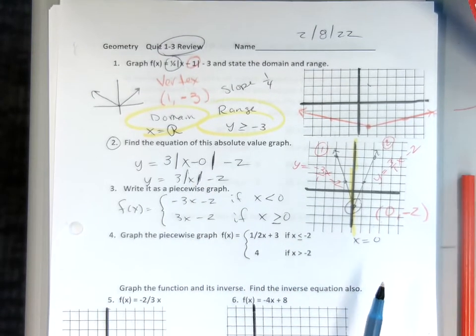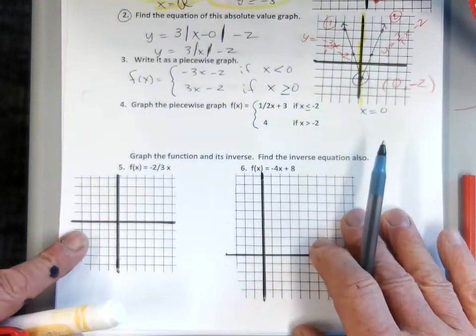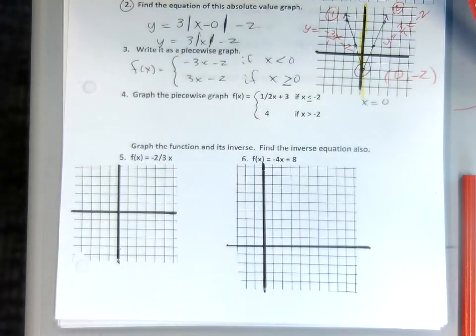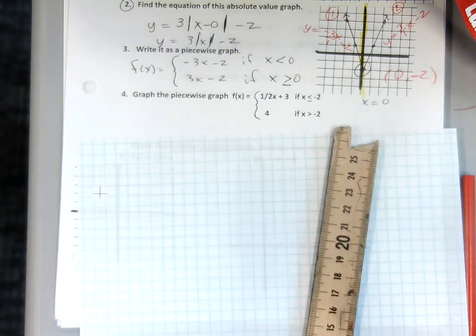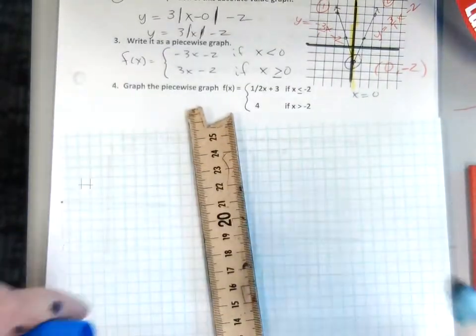Okay. Number 4, I think I'm going to need a piece of graph paper because I don't have graph paper. So number 4, I'm going to get a piece of graph paper out real quick. And I'm going to go ahead and graph my XY axis. I'm going to graph a piecewise graph.